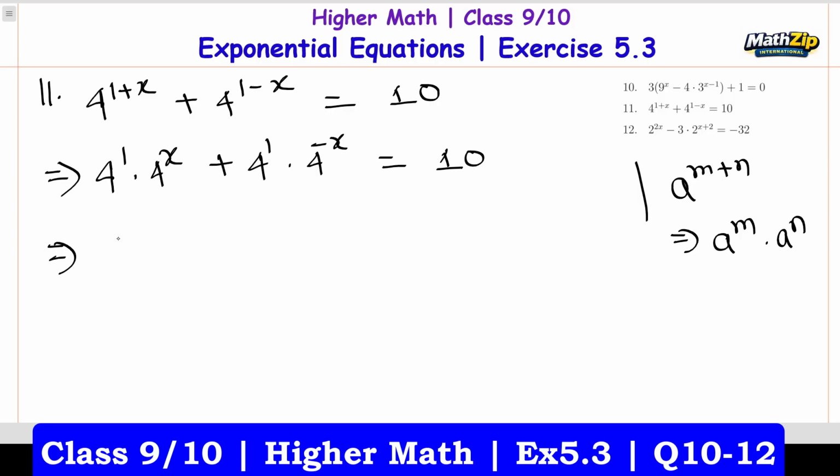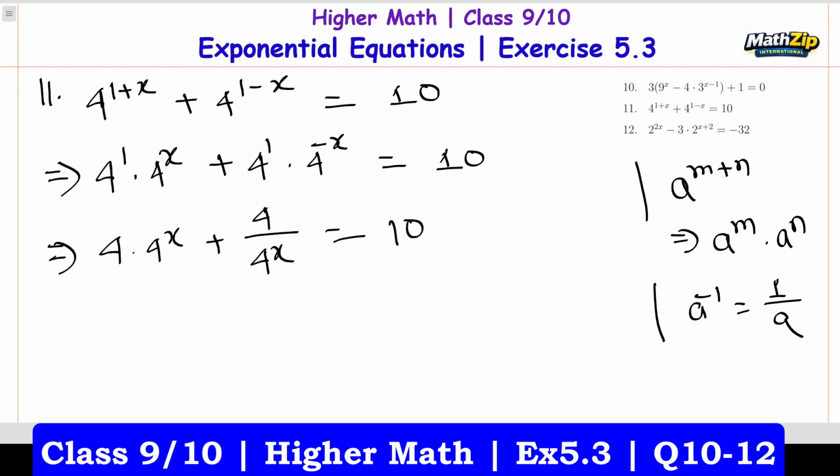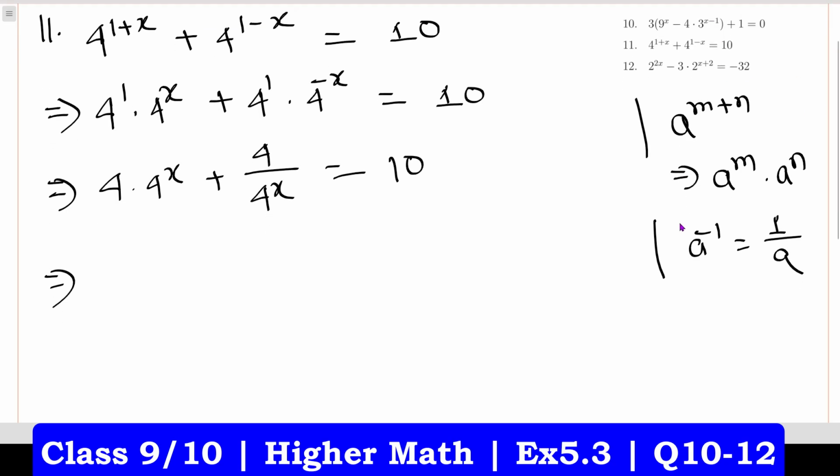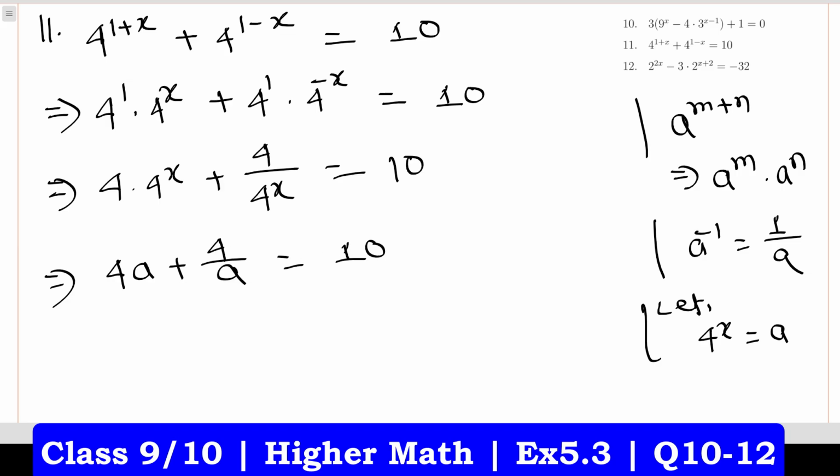So for more easy thing, 4 times 4 to the power x plus 4 by 4 to the power x, as per negative exponent, a to the power minus 1 we can write 1 by a. Same thing, it will be 4 to the power x equals 10. Now let 4 to the power x equal a. So in this case we can write 4a plus 4 by a equals 10.